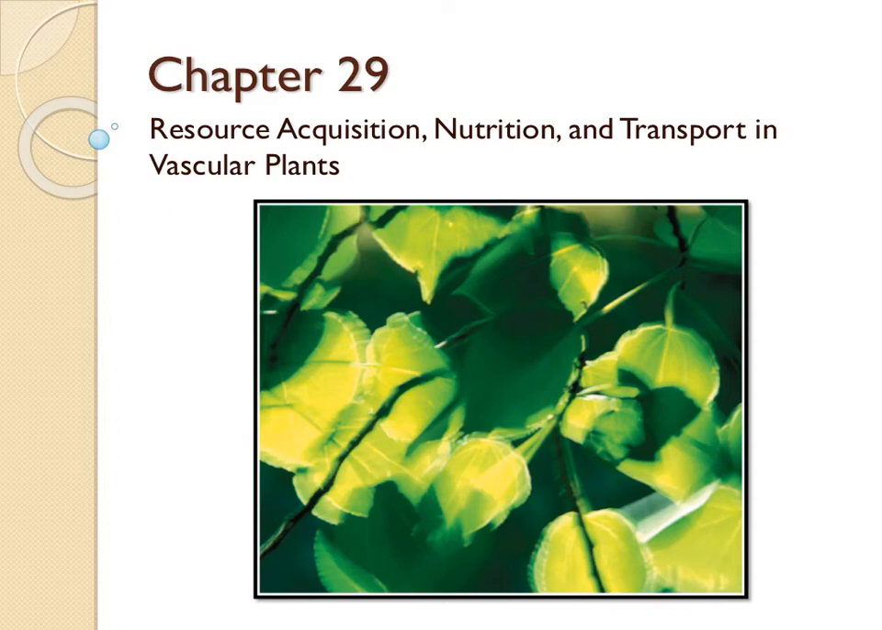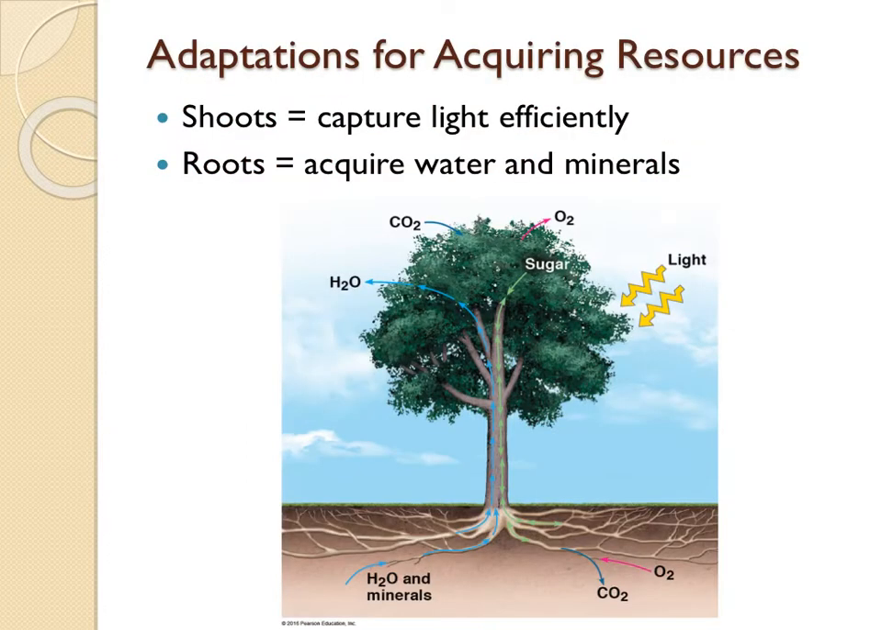Today's lesson is about resource acquisition, nutrition, and transport in vascular plants. As you remember, plants have three main organs: roots, stems, and leaves. Down below here in the roots area of the plant, it absorbs water and minerals through the soil. Here up above, you have leaves and stems, and the leaves are the photosynthetic organ of the plant, where the plant is able to do photosynthesis to convert light energy into stored chemical potential energy in the form of sugars.